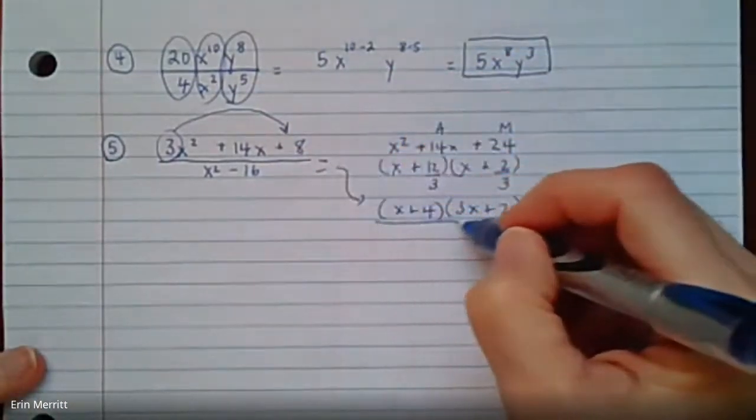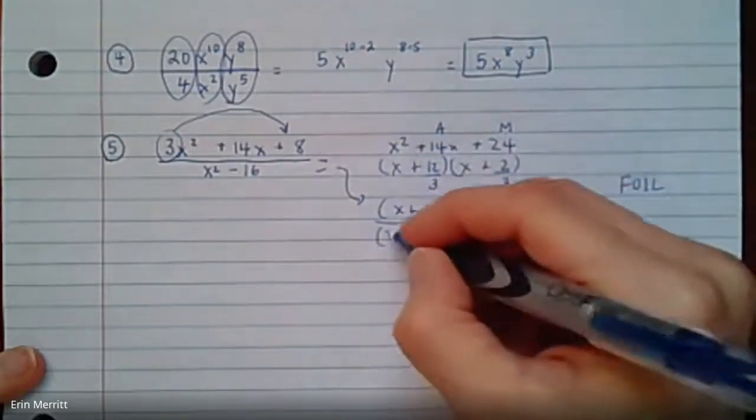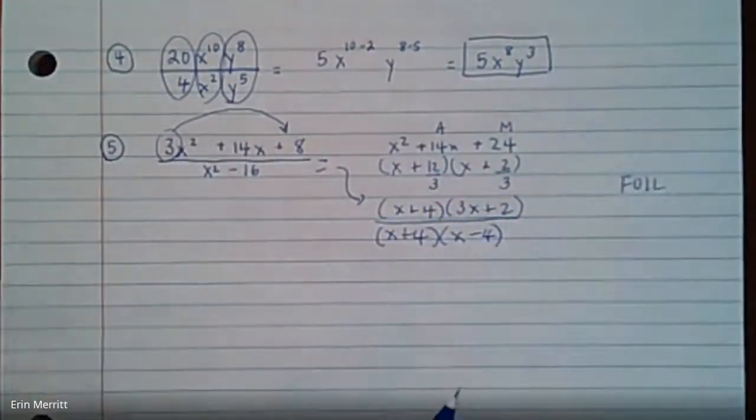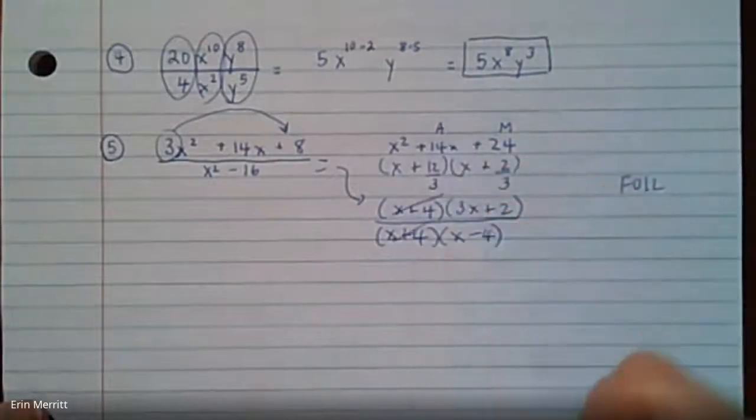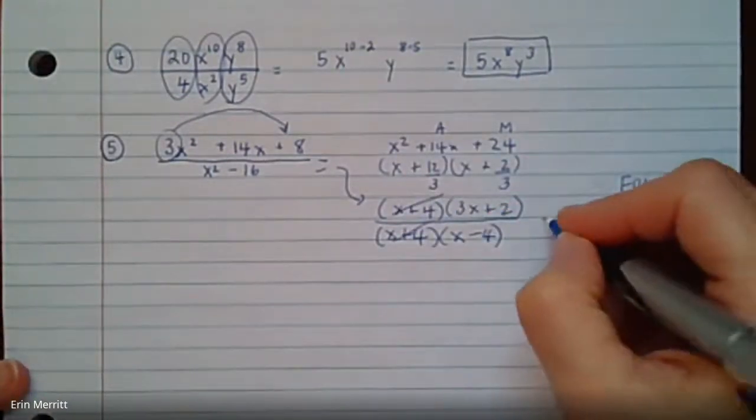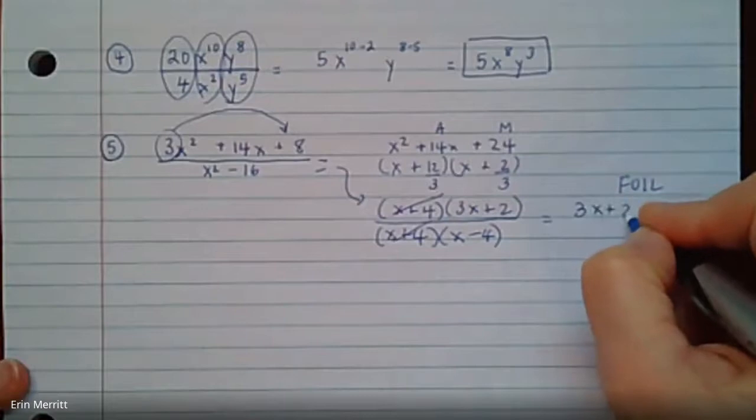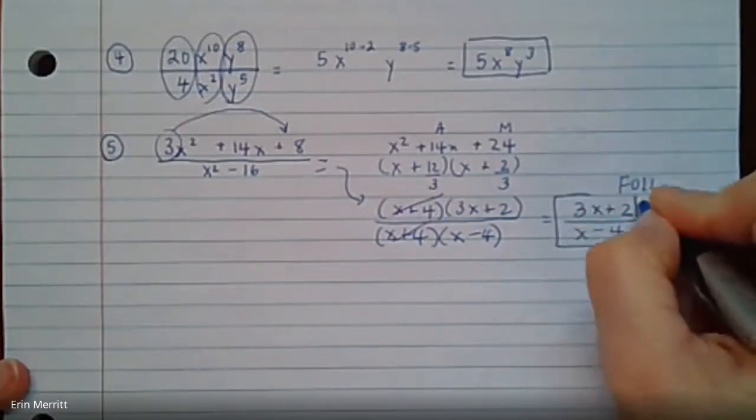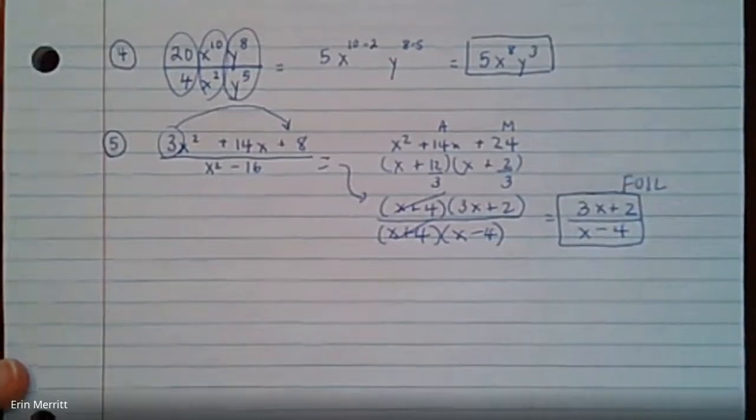All right, that's the numerator. Now bring the denominator down. That's a nice difference of squares. So x plus 4 times x minus 4. All right. Both have the x plus 4s. Those are going to go away. And we are left with 3x plus 2 over x minus 4. Awesome.